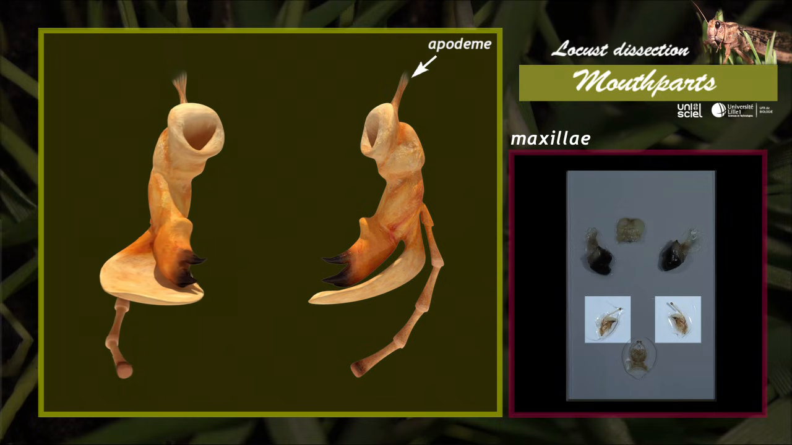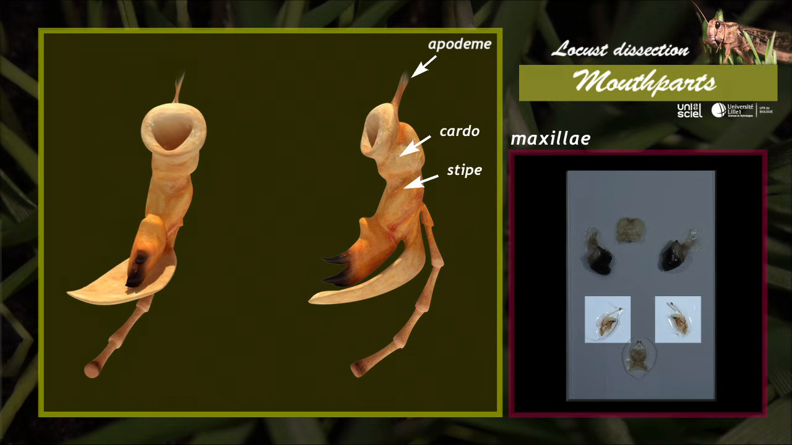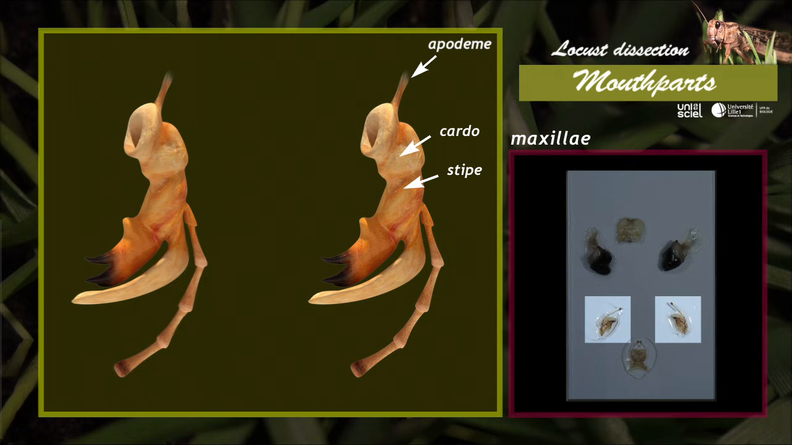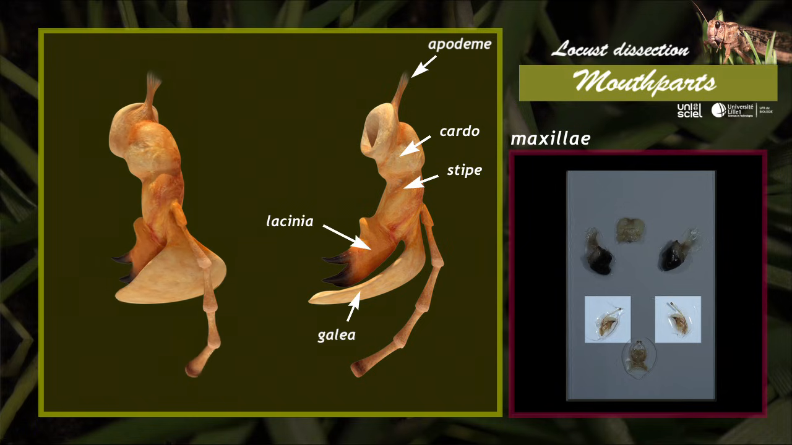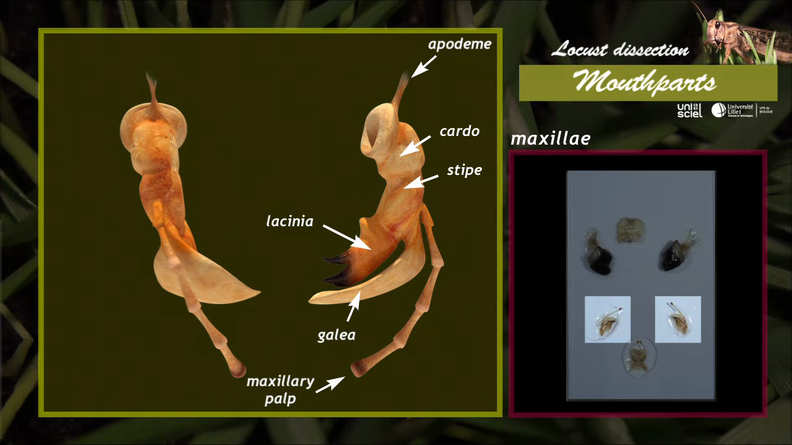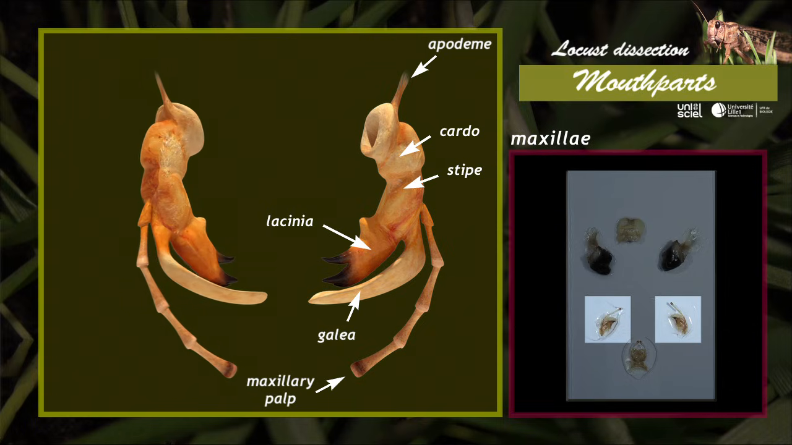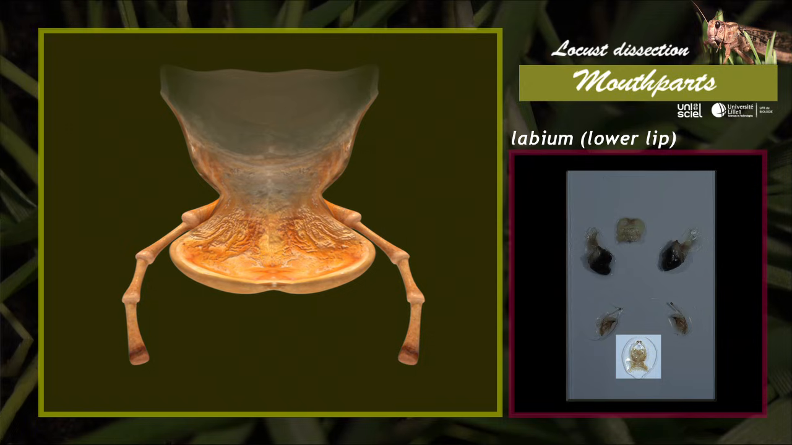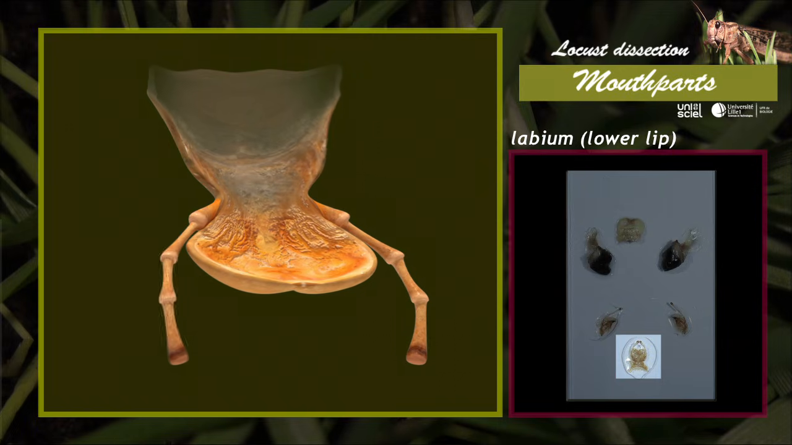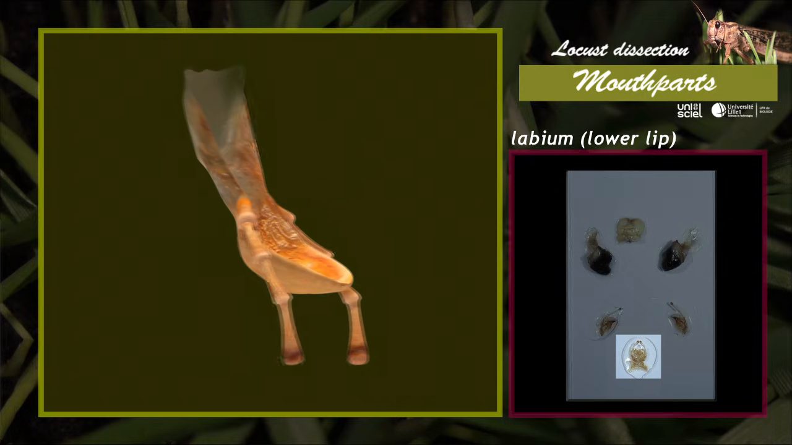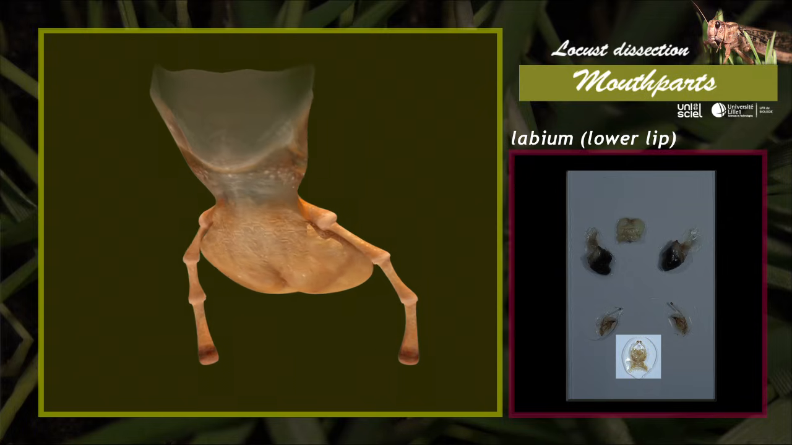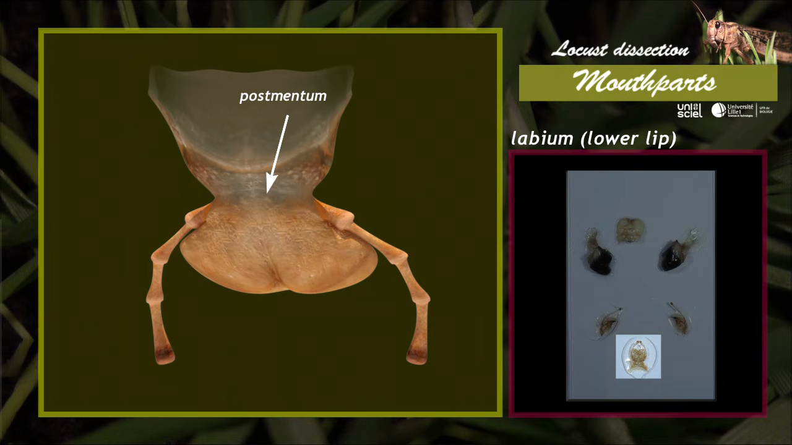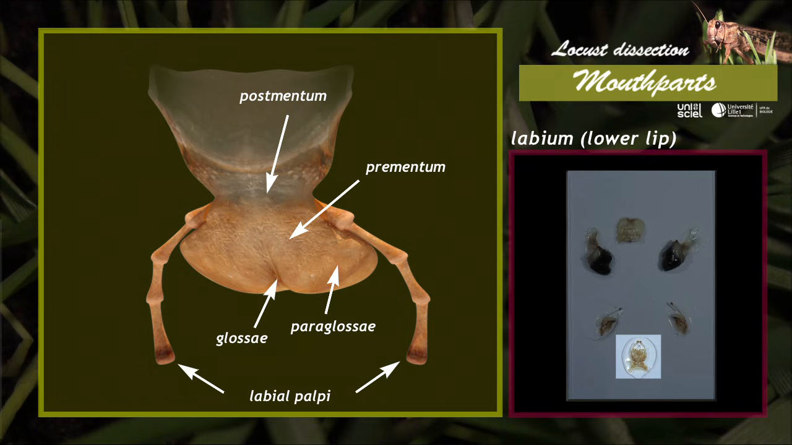In the basal part of the maxillae are the cardo and the stipes. On the stipes are articulated the lacinia, the gallia, and the maxillary palpi, which are touch and sensory organs made up of 5 segments. The labium is an odd piece. Its basal part consists of the postmentum. The distal part, the prementum, bears the glossum, paraglossum, and 2 3-segmented palpi.